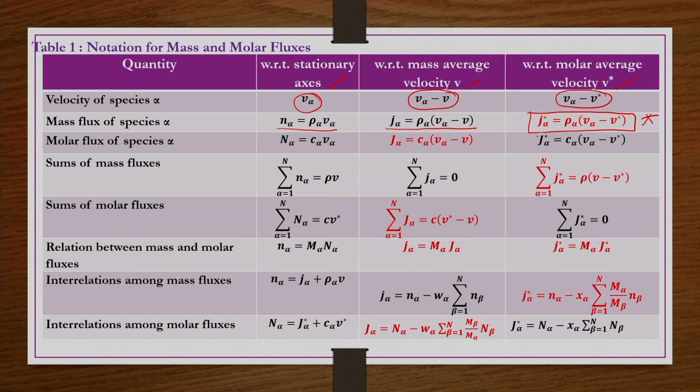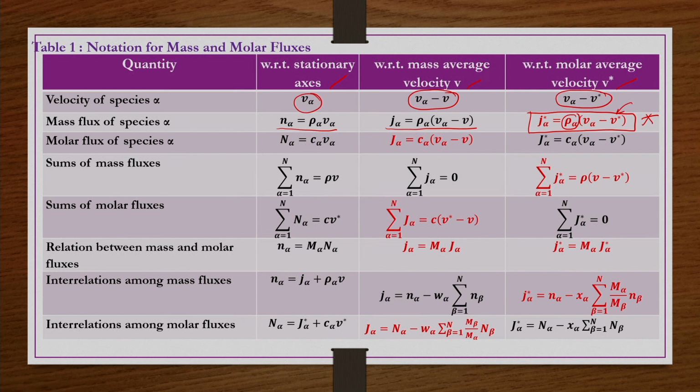Hybrid flux because small j alpha is there and star is there. Small j stands for the mass units and star stands for the molar units. So, both of them are involved here. So, that is the reason it is known as the hybrid flux. How are both of them involved? Because this V star is nothing but the local molar average velocity, whereas rho alpha is nothing but the mass concentration of the species alpha.